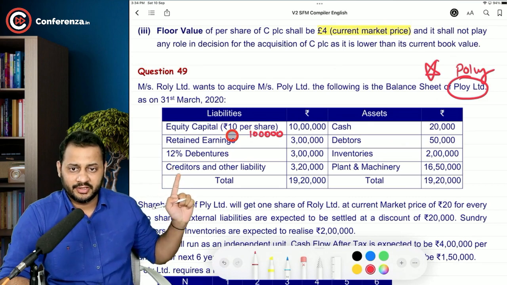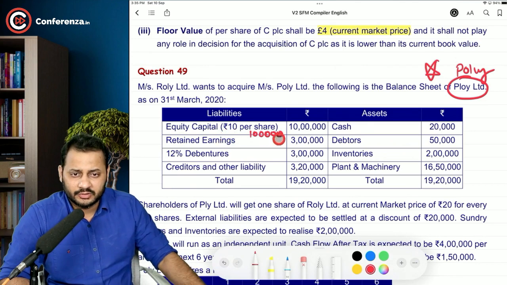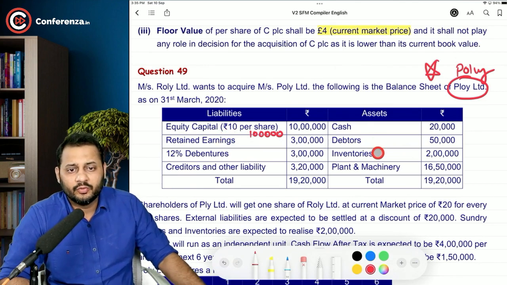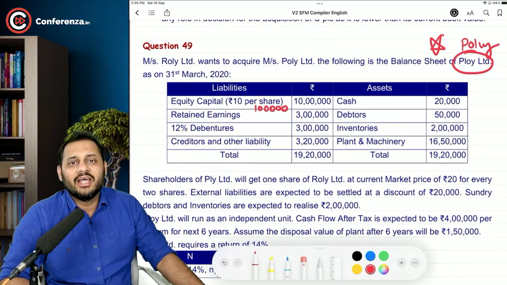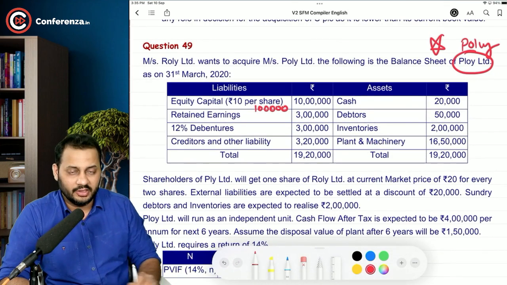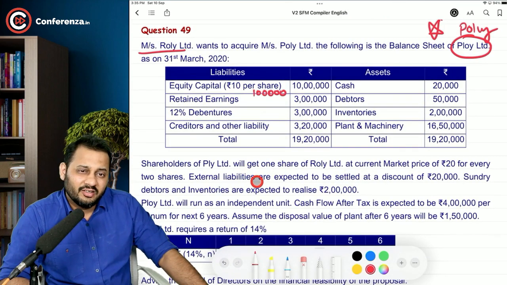12% debentures, creditors and other liability. Total 19 lakh 20,000. We have a cash of 20,000, debtors 50, inventory 2 lakh and the plant and machinery of 16 lakh 50,000. So this is what we are acquiring. We are Rolly Limited. Shareholders of Poly Limited.